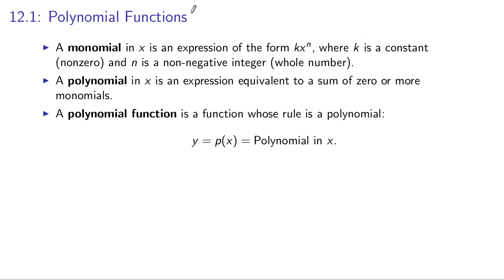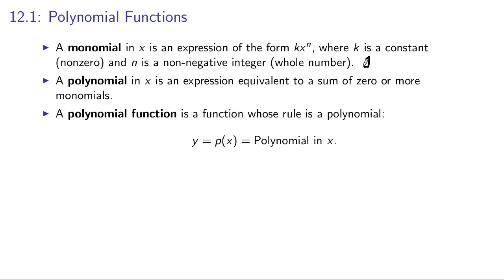A monomial in x is an expression in the form constant k times x, this variable, to the nth power, where k is constant and not 0, and n is a non-negative integer. In other words, a whole number that's 0 or more. So 0 would be a monomial because, no, sorry, not 0. 0 would not be a monomial in this definition.